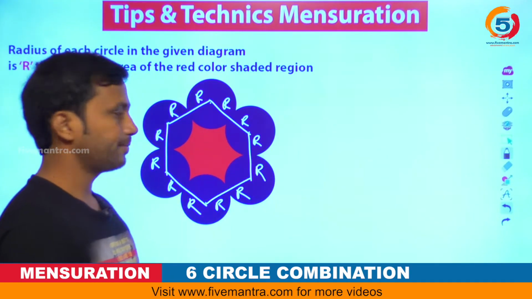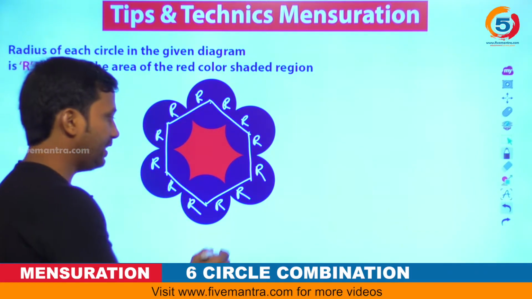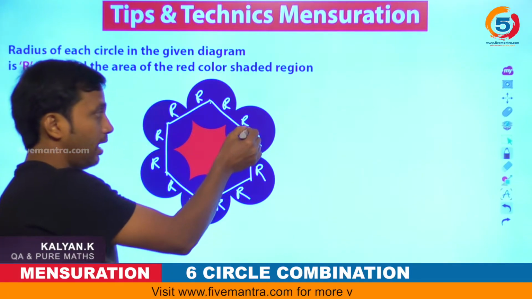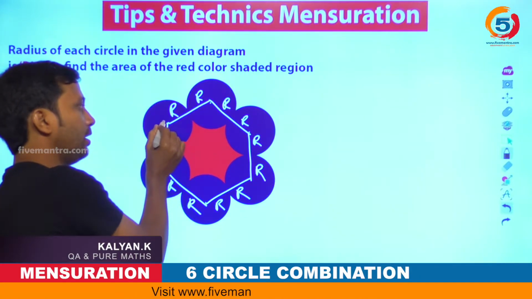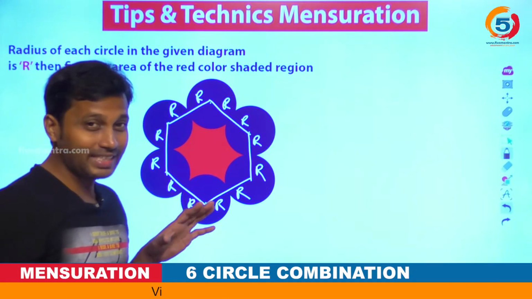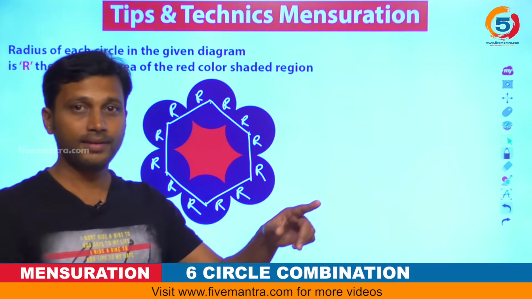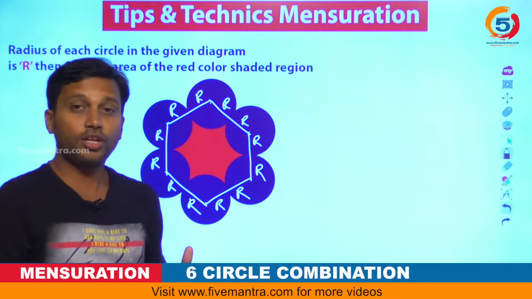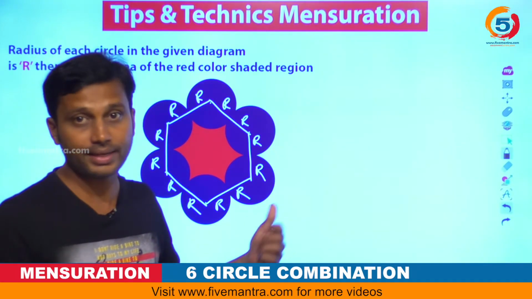So all are capital R's. That means the length of each side is R plus R, which is 2R. This is 2R, this is 2R, this is 2R, this is 2R. While joining the centers of all the adjacent circles, what figure is formed inside? It's a polygon of 6 sides. Means a 6-sided polygon is formed over there.